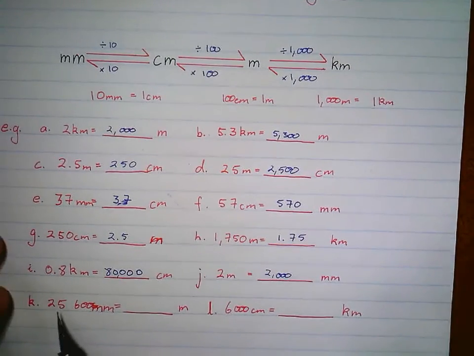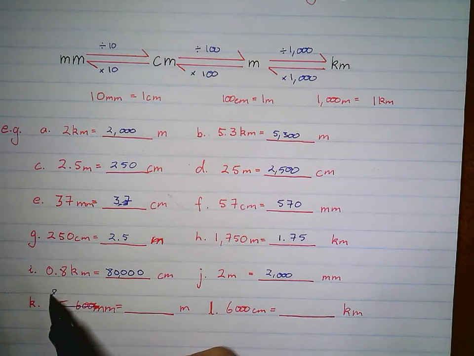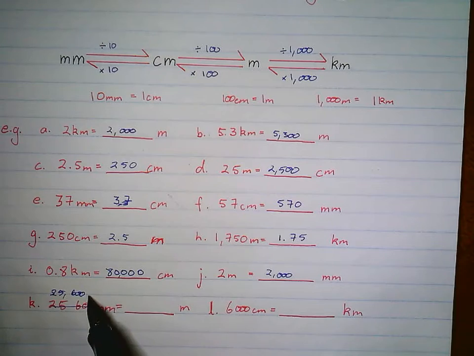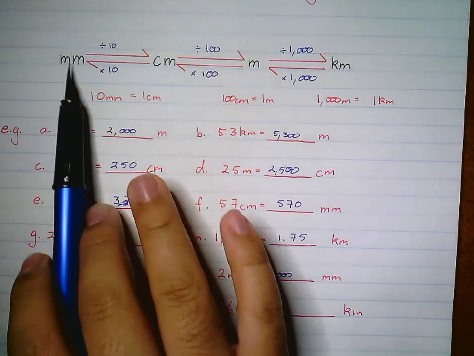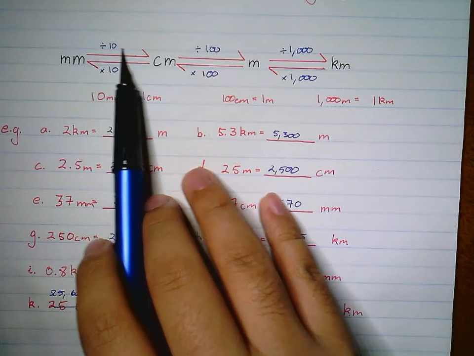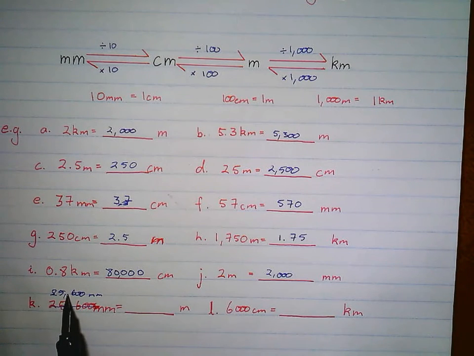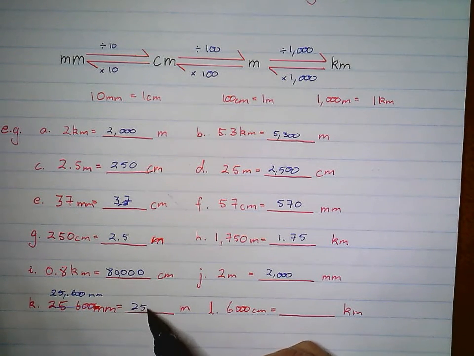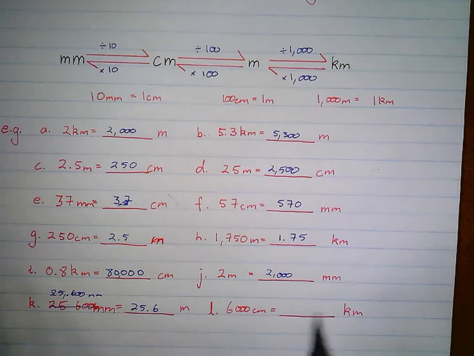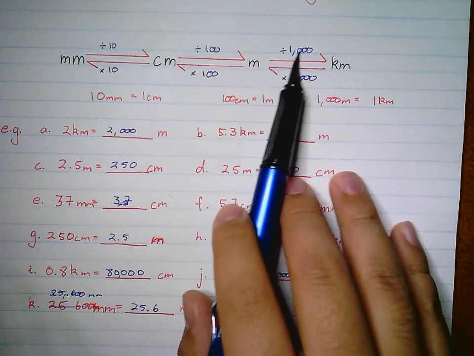Take a look now. We're going from millimeters, 25,600. Let me just correct this one. It's a bit wonky. 25,600 millimeters. So we're going from millimeters to meters. That means we're going to divide by 10 and then divide by 100. So dividing by 1,000 in total. So 1, 2, 3, moving the decimal place here gives us 25.6 meters.